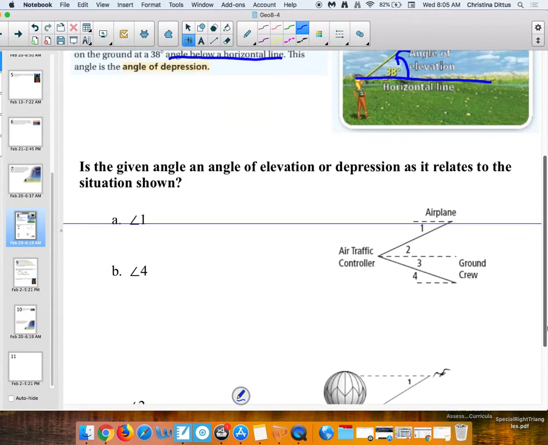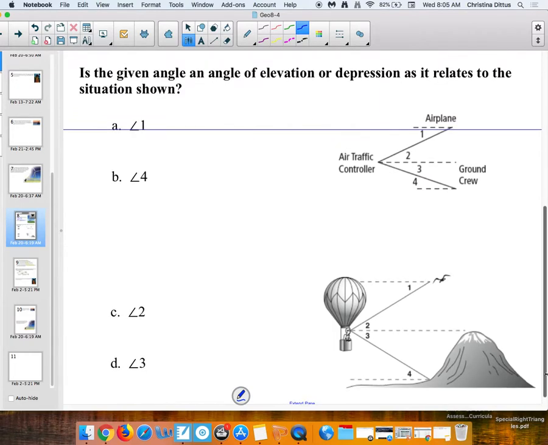So, we're going to go through and name in this diagram angle 1 from my airplane looking down to my air traffic controller. You think that's an angle of depression or elevation? Depression. Angle 4, looking from my ground crew up to my air traffic controller. Depression or elevation? Elevation.